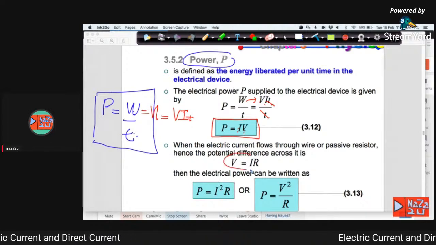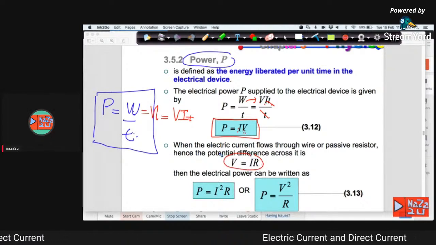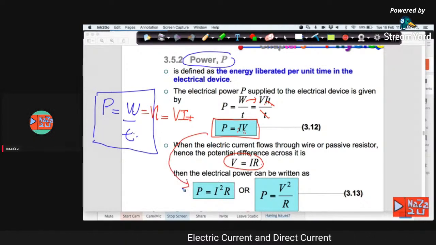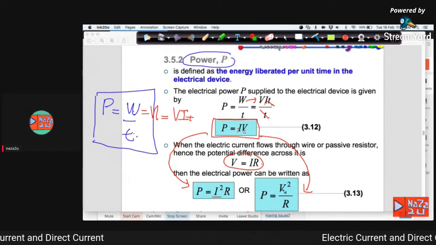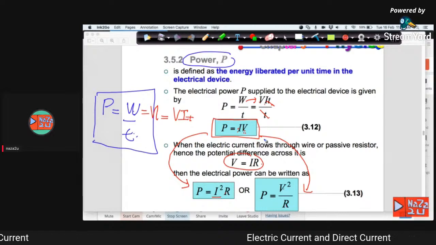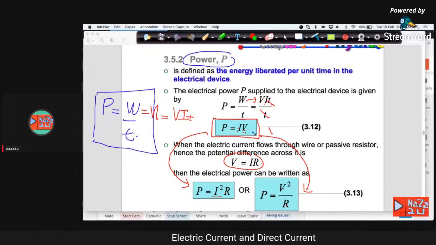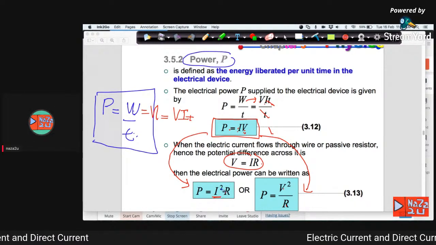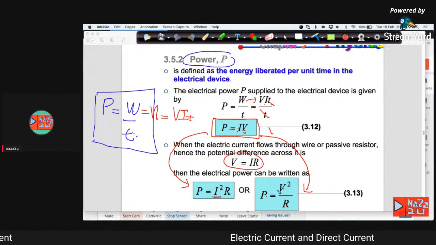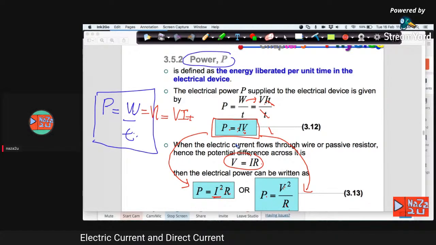Ataupun kamu boleh tukar kat sini because V ni adalah IR. Ini dia cuma ubah suai lah. Okay. P is equal to I square R. Or P juga, kalau kita tak nak kaitkan dengan current, kita tukar V square over R. So, meaning here you can use the equations to calculate power. P is equal to IV, or P also is equal to I square R, or P is equal to voltage square divided by R. So this is the equation.